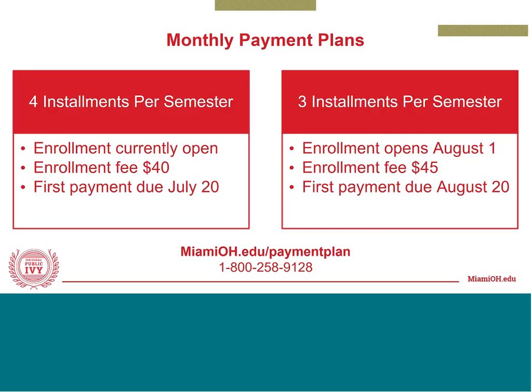The first payment for the 4-month payment plan is due July 20th, and the enrollment fee is $40. The first payment for the 3-month payment plan is due on August 20th, and the enrollment fee is $45.